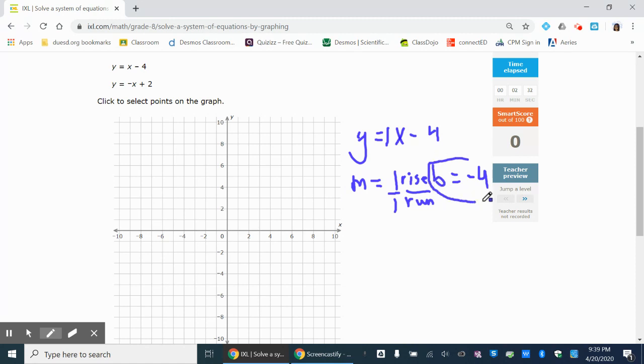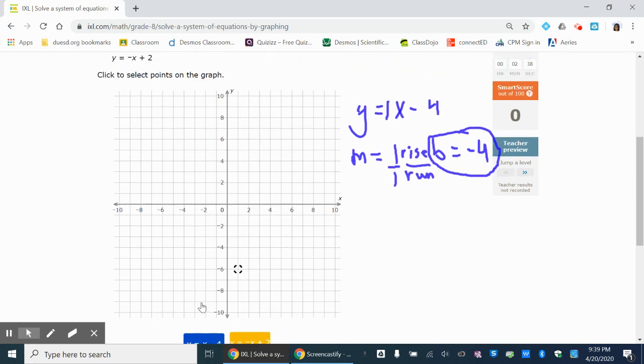Now, step 2 tells me that I need to plot b on the y-axis. So I'm going to go ahead and make sure I'm on the blue one. B is negative 4, so I'm going to plot that on the y-axis. Now you'll notice that IXL is already trying to make a line. But looking at step 3 on page 46, we're going to plot the additional points using our slope m, which once again was 1 over 1.